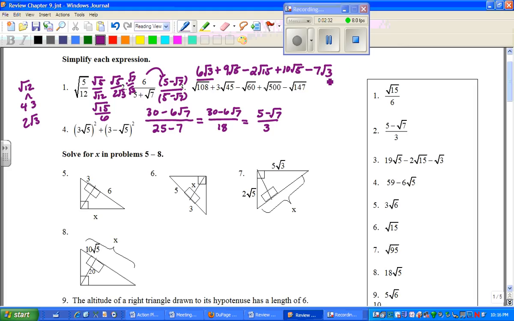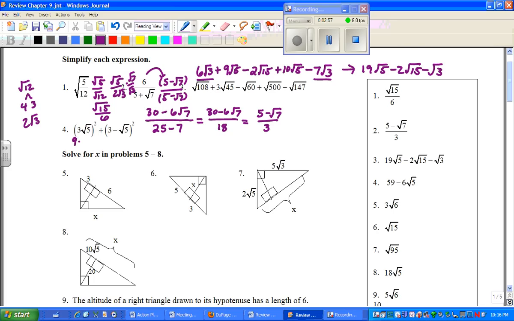Combine the common roots, I get a 6 root 3 and a negative 7 root 3. And I got a 9 root 5 and a 10 root 5, so that's 19 roots of 5. I got a minus 2 root 15, and then a minus root 3. It doesn't matter the order that you put them, but this is the answer that you were looking for in number 3. Number 4, this first piece, you multiply it out.